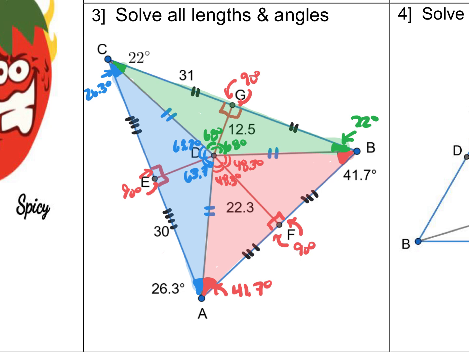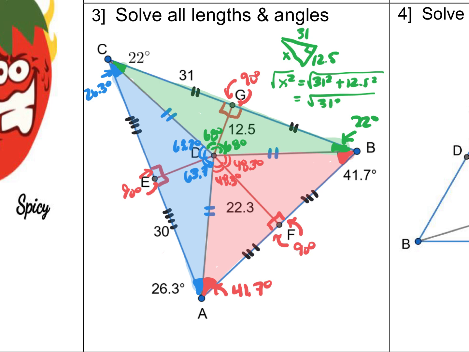So if I look at this, it looks like this. Here's my right angle. This guy is 12.5 and this one is 31. So that means my hypotenuse is x. Remember that this equation would be x squared is equal to 31 squared plus 12.5 squared. And to solve for this, I got to take the square root of both sides. So I have the square root of 31 squared plus 12.5 squared.